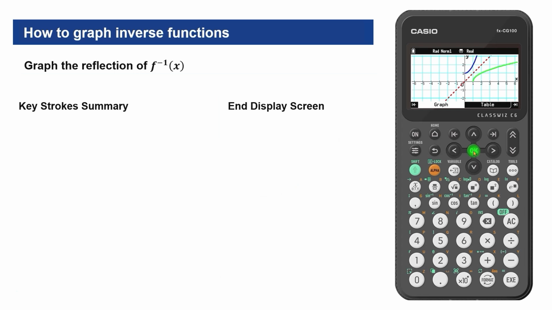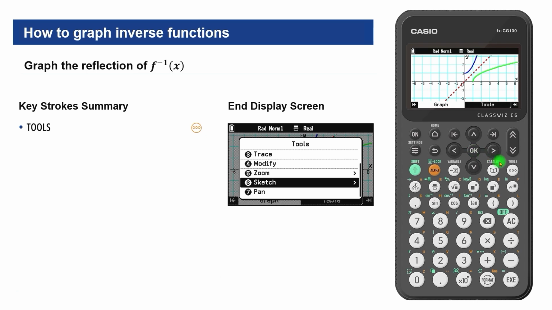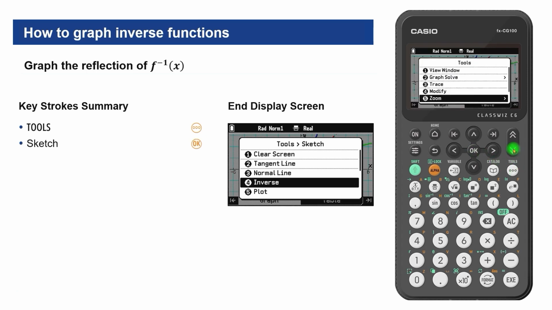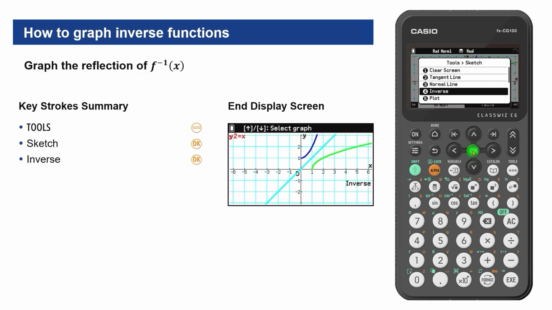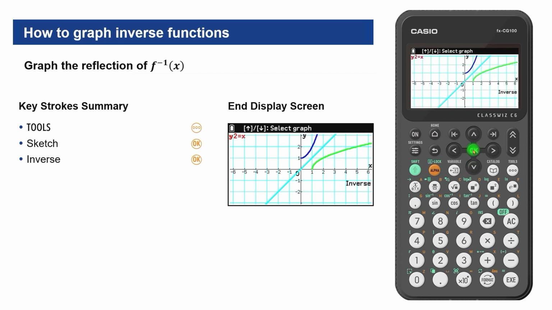Although the inverse function looks to be correct, we can check graphically. Press Tools and select Sketch as before. Then select the inverse. As y1 is restricted, the line of reflection flashes first. Scroll to the directly entered inverse function and confirm. The reflection in y equals x is sketched and lies coincident with the original quadratic function, indicating that the algebraic inverse is correct.